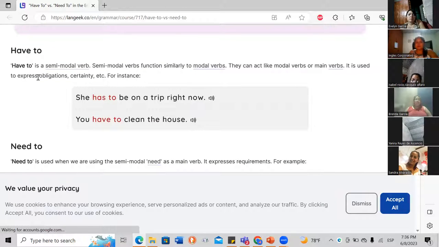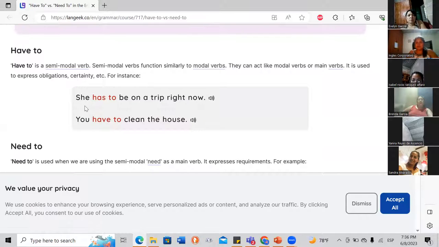Okay, have to. Have to is a semi-modal verb. Semi-modal verb functions similarly to modal verbs. They can act like a modal verb or main verb. It is used to express obligations and certainty. For example, she has to be on a trip right now. Okay. You have to clean the house. Okay. Those are like obligations.